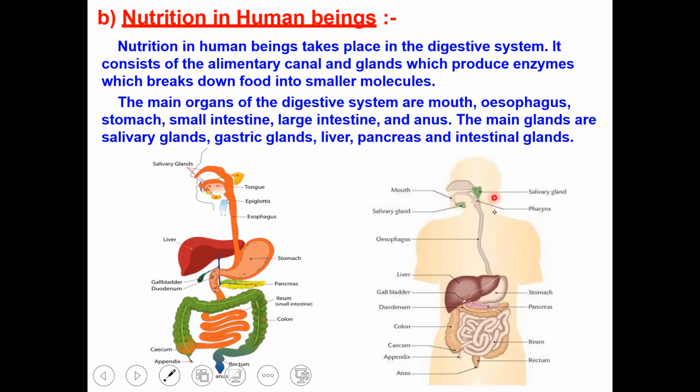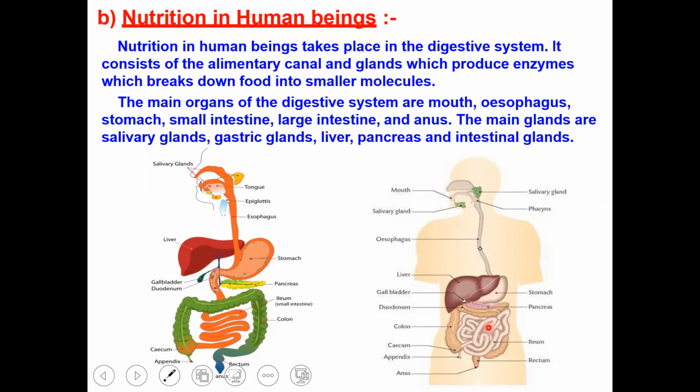The mouth has glands which are called salivary glands. It continues with the pharynx. Pharynx is a common passage for the respiratory as well as the digestive system, and this is the food pipe or esophagus we can call. The food pipe attaches to the stomach. This is the stomach. Then after the stomach, there is the small intestine, or sanna karalu, and this is the large intestine, or dodda karalu. And then the anus. These are the parts of the digestive system.